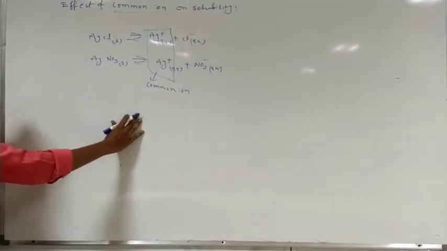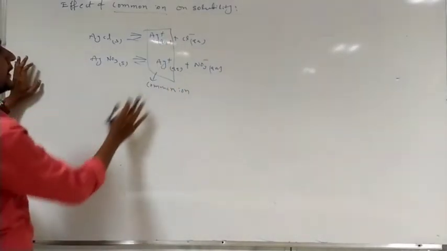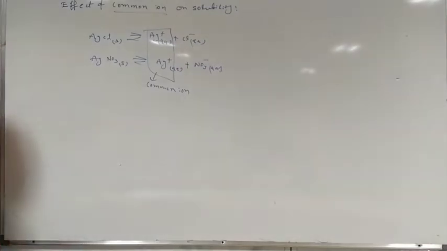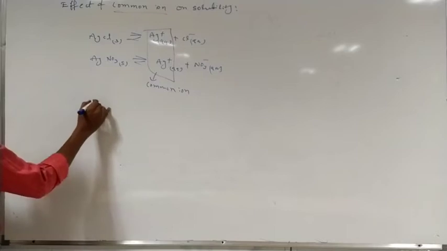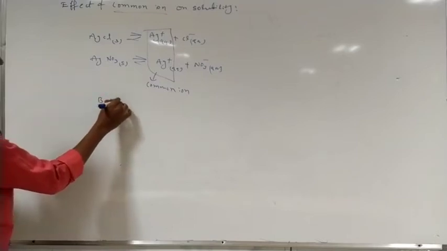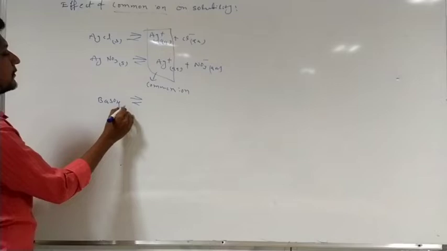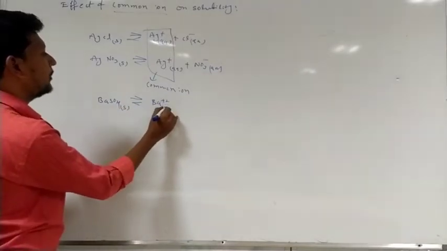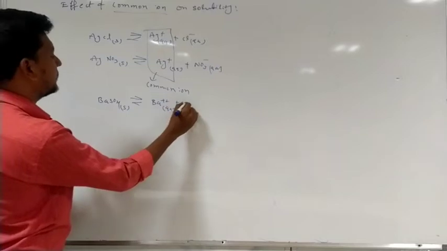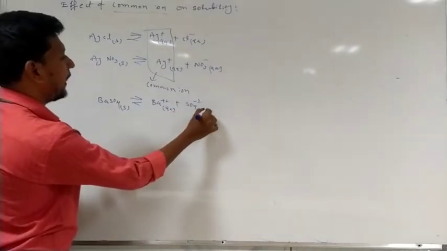For example, cation is a common ion, and anion is also a common ion. For example, I am taking BaSO4, which undergoes dissociation. This is a solid and it gives Ba2+ aqueous plus SO4 2- aqueous.